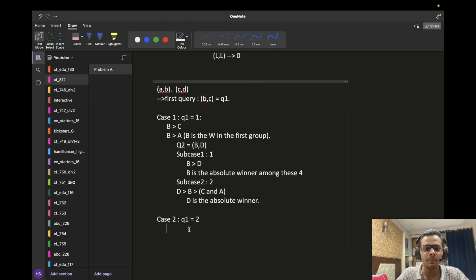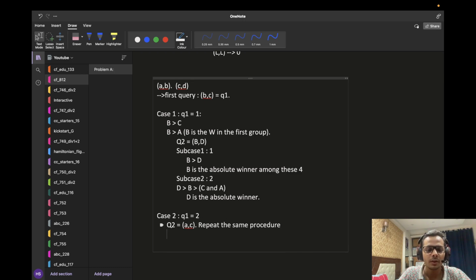So this time we know that C is the winner of the second group, so we'll just query between A and C instead of B and D, and we'll repeat the exact same procedure. This is exactly the same as the first case. So we can say that in this case again we will be able to figure out who is the absolute winner using this Q2, right?